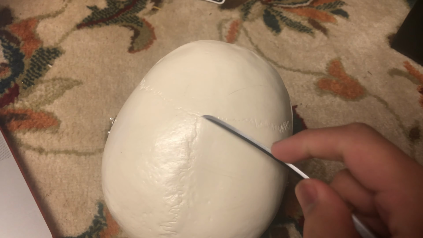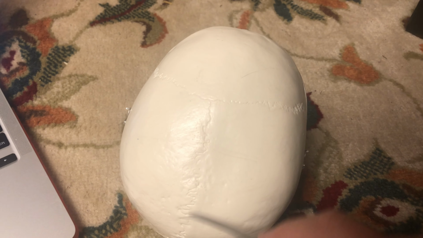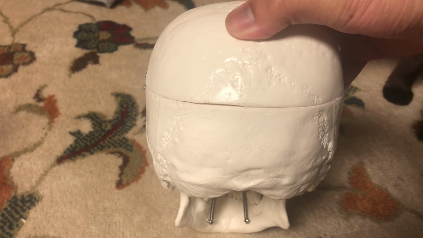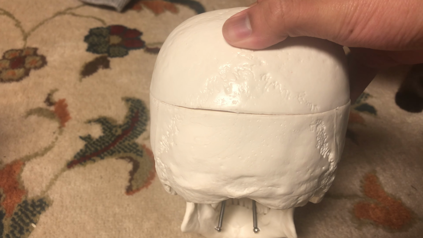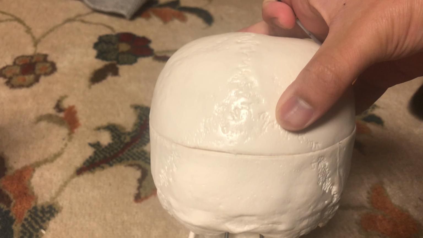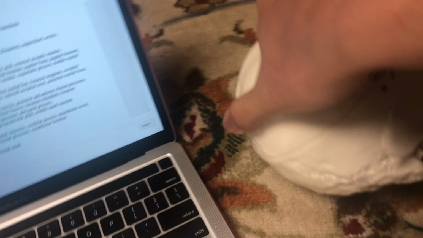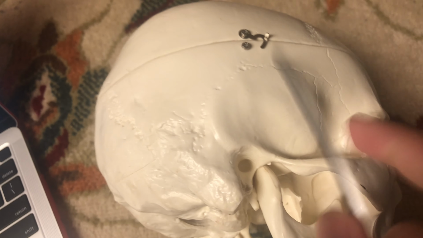Then we have the sagittal suture right here, which splits the parietal bones. And then on the back, this triangle suture right here is the lambdoid suture. That splits from the sagittal suture. That's the lambdoid suture right there. And then on the side right here, we have the squamous suture right there.